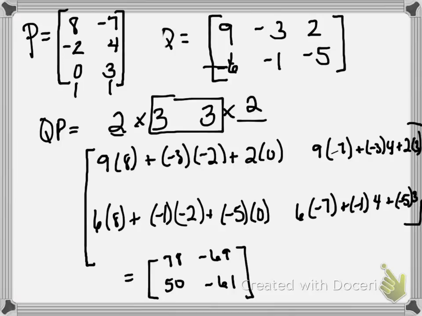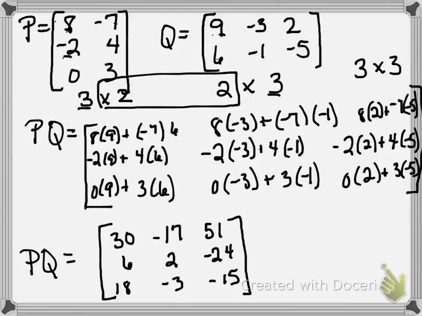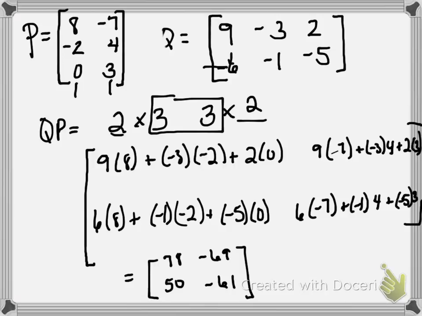So if I'm doing regular math, when I do multiplication, the property is the commutative property of multiplication, and it doesn't hold true for matrix multiplication, and this is shown in this example. P times Q gave me a 3 by 3 matrix, whereas Q times P gave me a 2 by 2 matrix.